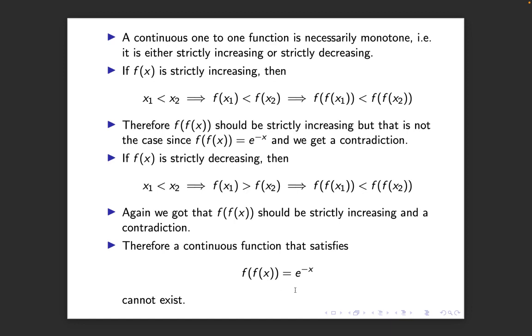One observation here is that the only property of e to the minus x that we used is that it is a strictly decreasing continuous function. So if we replace this by any other strictly decreasing continuous function, then again a function f whose composition with itself equals that function cannot exist.